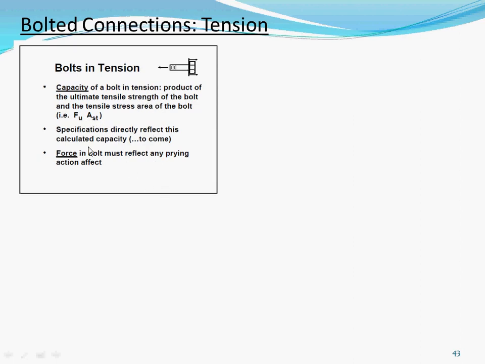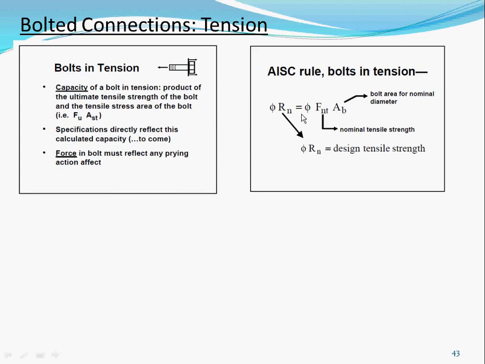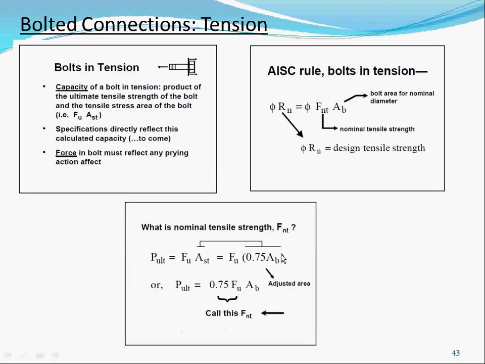Okay. However, your forces are compared to it, and you must consider your prying action. So I'll get into prying action later. For the AISC, they always put a phi factor, and then you do your nominal tensile strength. So this is nominal tensile strength, and then the area of the bolt, and there's a nominal area of the bolt. Okay. So why is the nominal tensile FNT?